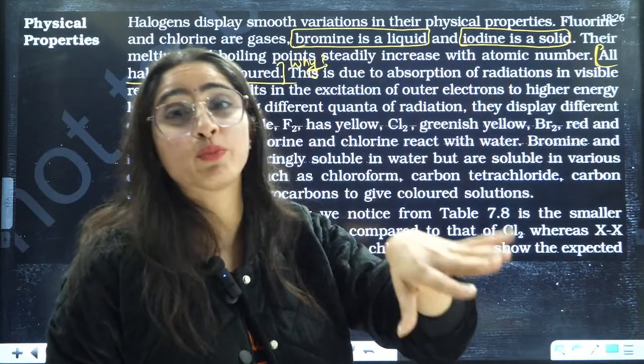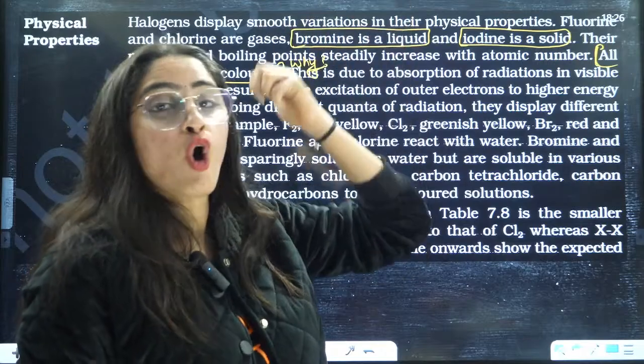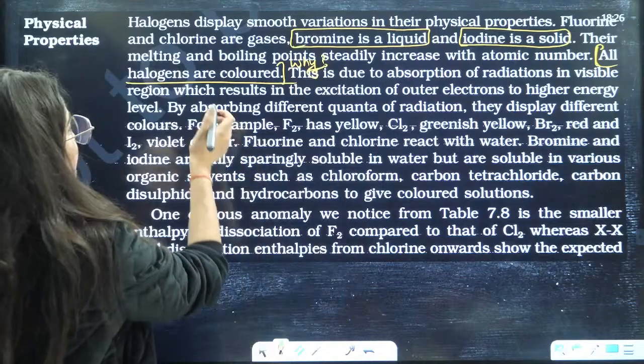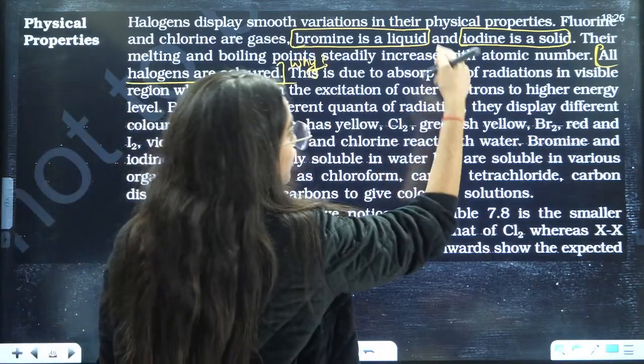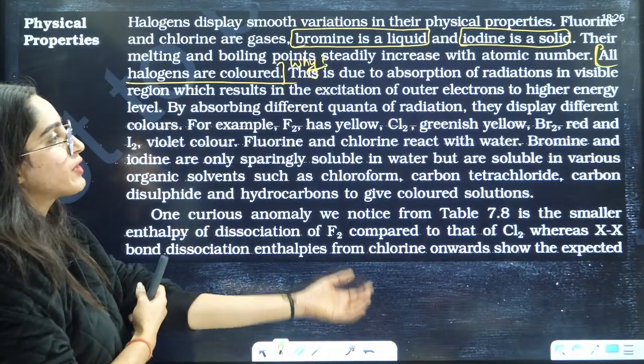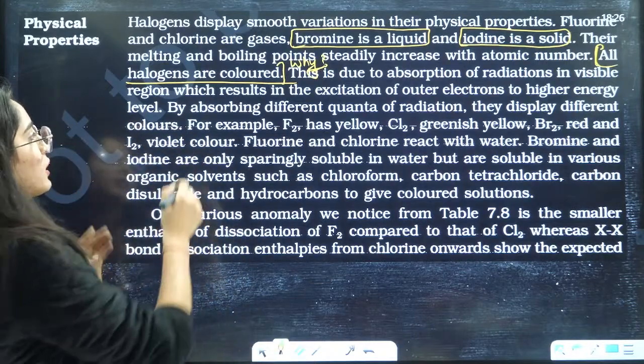Visible, that is, visible to my eyes. If they absorb some wavelength or frequency of the visible region, they will give the complementary color, which results in the excitation of an outer electron to a higher energy level. By absorbing different quanta, they display different colors, right?